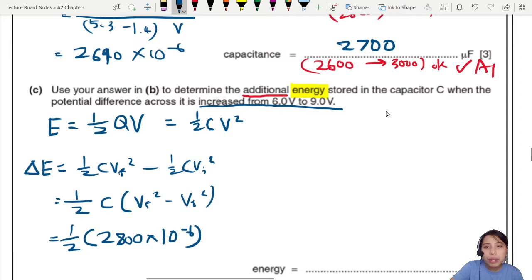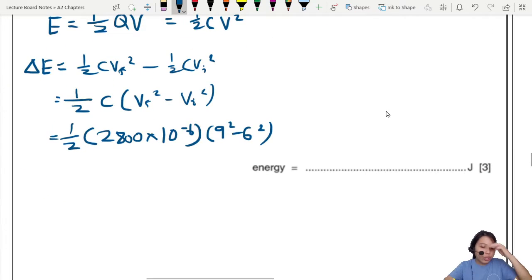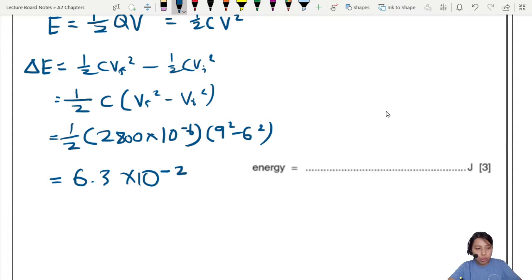Why is there times 10 to the negative 6? Be careful with the unit here. Look at the top right, it's microfarad, so that's times 10 to the negative 6. The change in V is from 6 to 9, so 9 squared minus 6 squared. You should get about 0.063. In other words, you get 6.3 times 10 to the negative 2 joules.